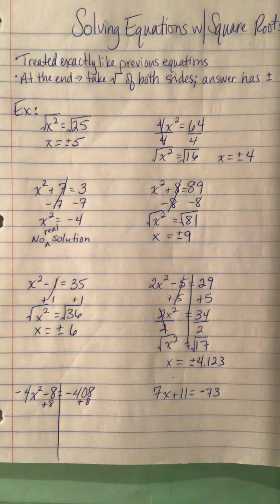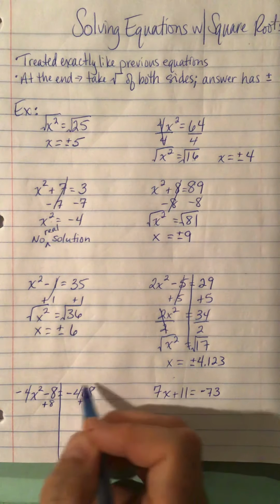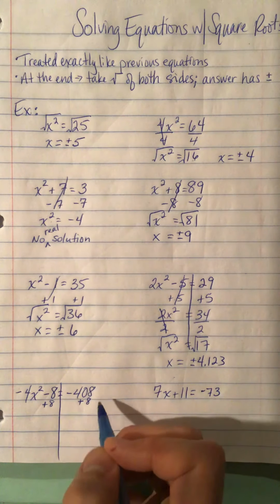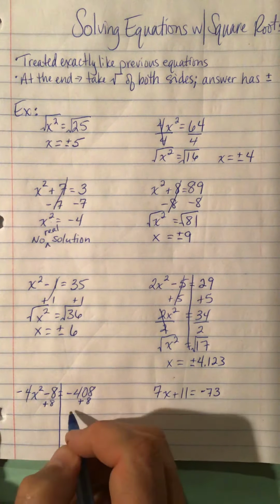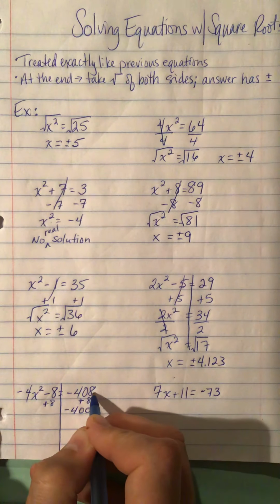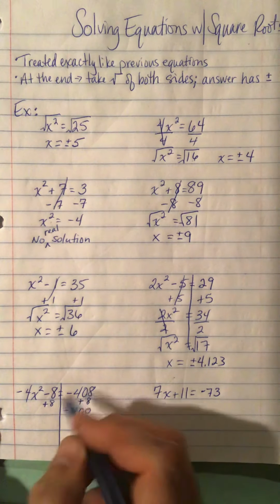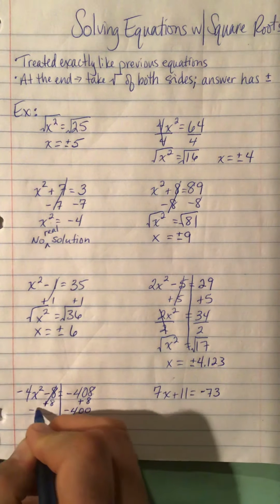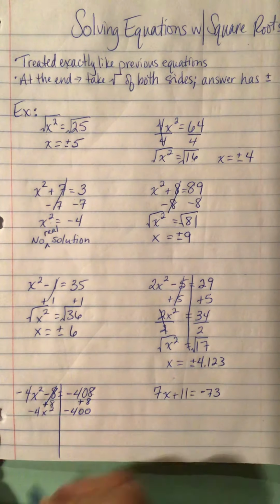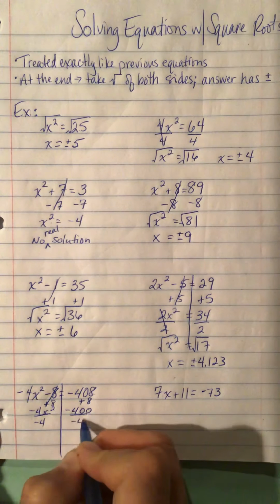Okay. Moving on. We're going to add 8 to both sides. Just a reminder that when you're adding to the negative here, opposite operation, so we subtract the absolute values. Negative 408 plus 8 is going to be negative 400. You lost $408, or you owe $408. You paid them 8, so now you only owe 400. So negative 4x squared is equal to negative 400. We divide both sides by negative 4.